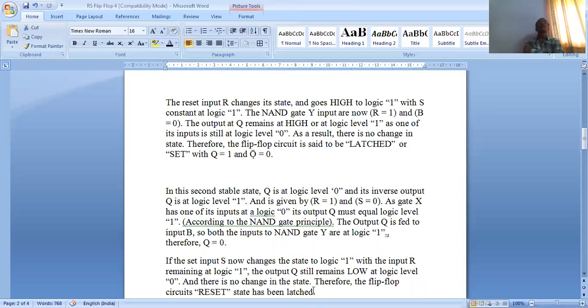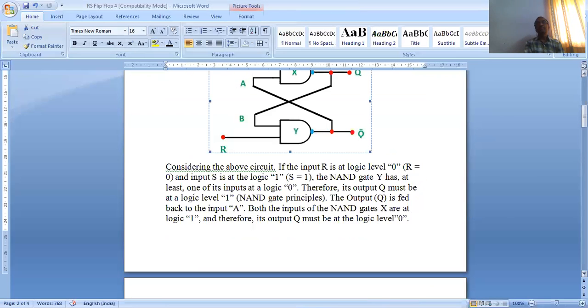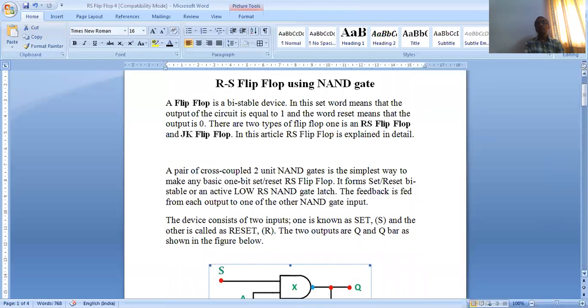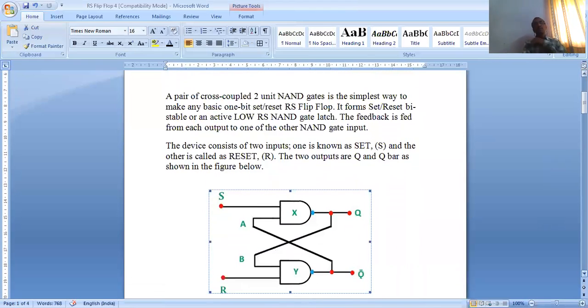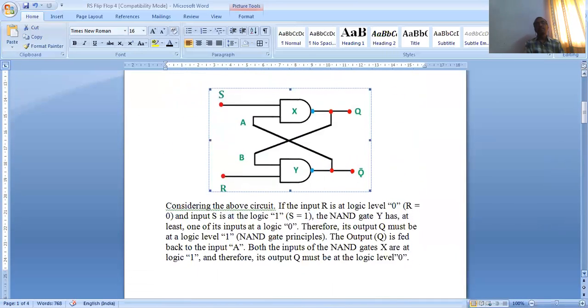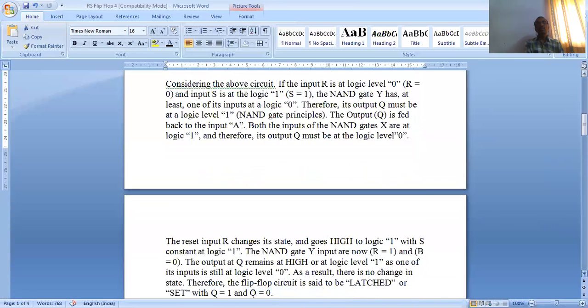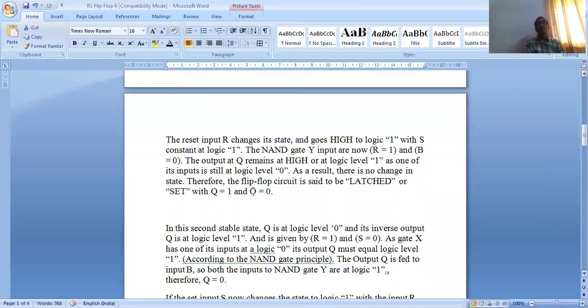In short, when R equal to 0 and S equal to 1, the output of the RS flip-flop is Q equal to 0 and Q bar equal to 1. Here Q equal to 0 and Q bar equal to 1. But when S equal to 1 and R equal to 0, the output of the RS flip-flop is Q equal to 1, Q bar equal to 0. Same case, see here.